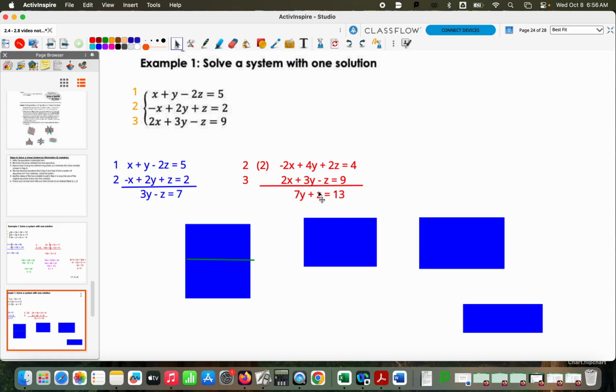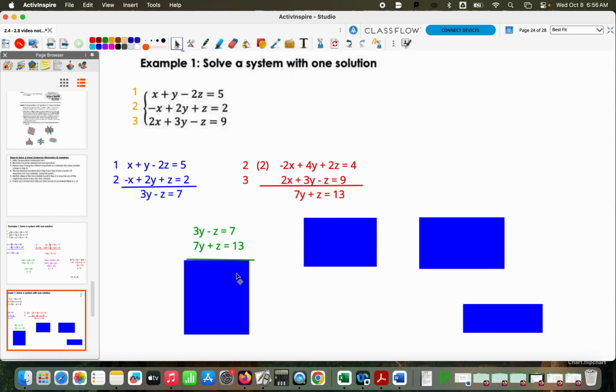I even kind of lucked out because I have a positive z and a negative z, so I can actually just use those together. The z's would cancel out, and I combine my y's, combine my numbers, and now I have a variable. I got y equals 2. Got one of my answers. So just start plugging it back in.